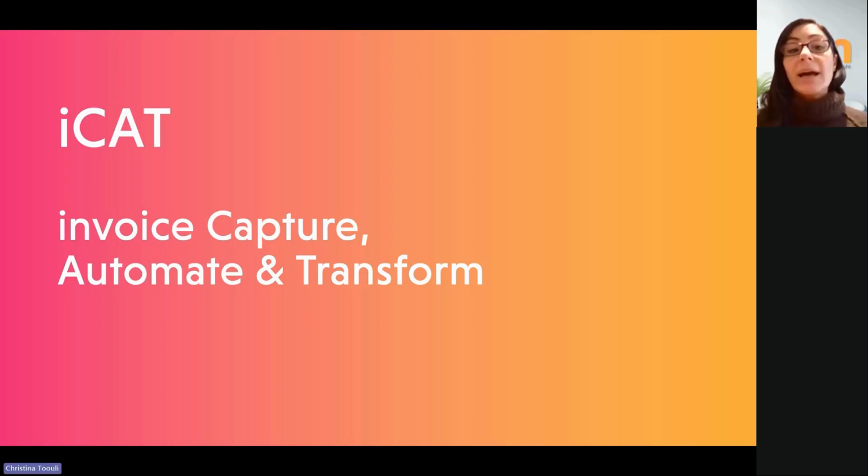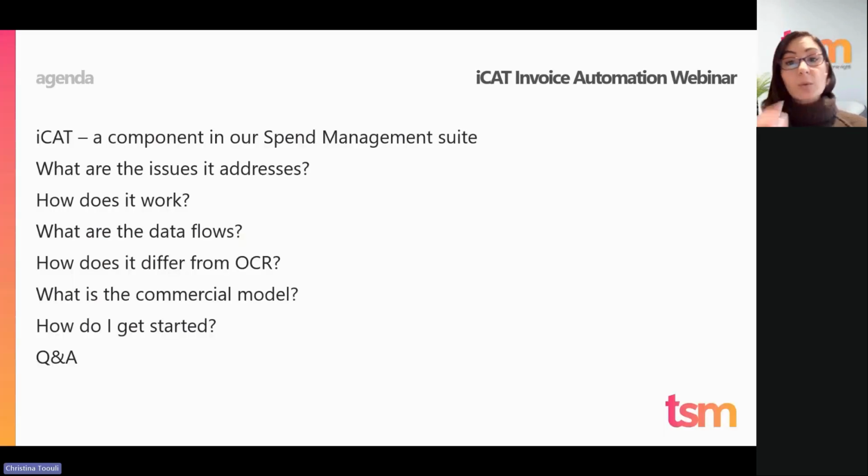So iCAT, it's an acronym. It stands for Invoice Capture, Automate and Transform. Okay, so we're going to run through exactly what iCAT does, how it fits into the spend management suite, the issues that it addresses, how it works, what's different in comparison to iCAT and traditional OCR technology that's out there. How do I get started, basically? So how do you even use it? How do you go about starting with iCAT if it's something that your business is interested in?